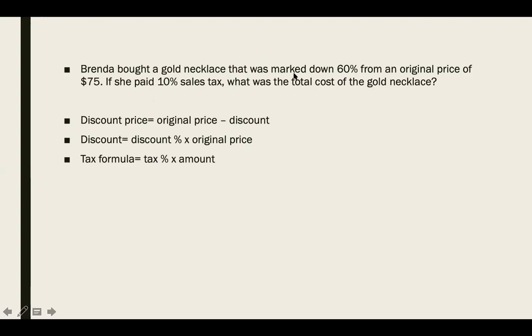So the original price of the necklace is $75. So let me get my pen out. The original price is $75. And then she had a 60% off discount. So 75 times 0.6. I am solving this on a calculator right now. So 75 times 0.6 gives us a value of 45.